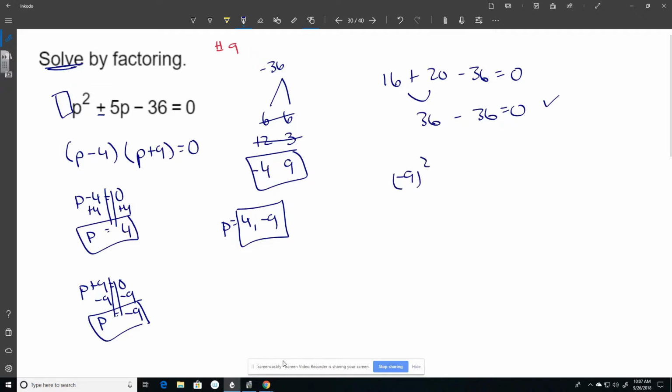I can do the same thing with negative 9. Negative 9 squared is 81. I add 5 times negative 9, which is negative 45, minus 36 equals 0. Negative 45 minus 36, that becomes negative 81. Plus 81 equals 0, which is true. So those are my correct answers.